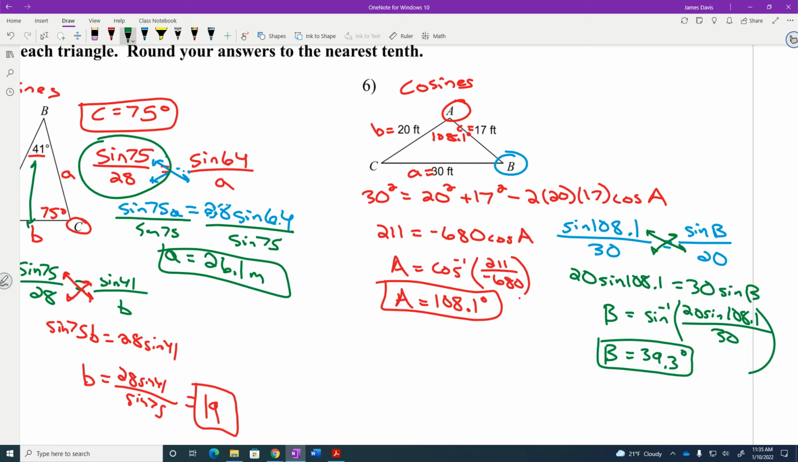So after you've got A and B, then the big C, there's just the 180 minus these two.